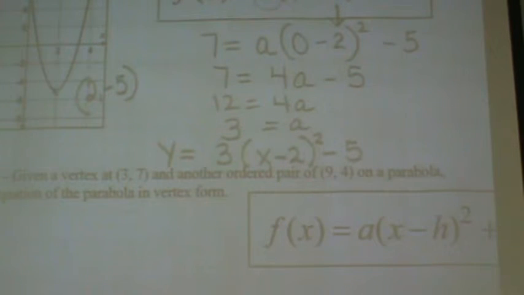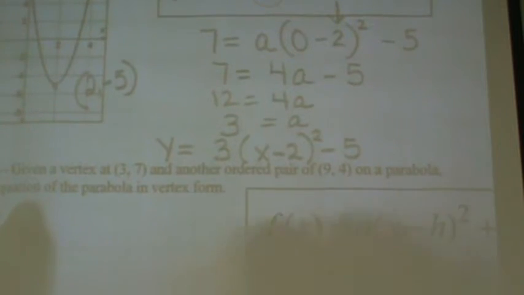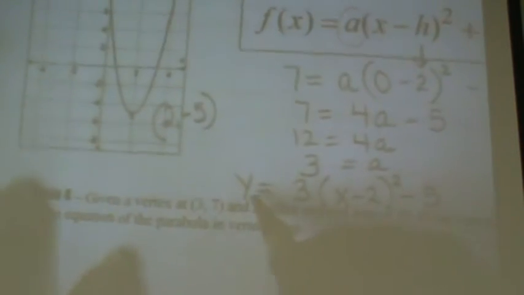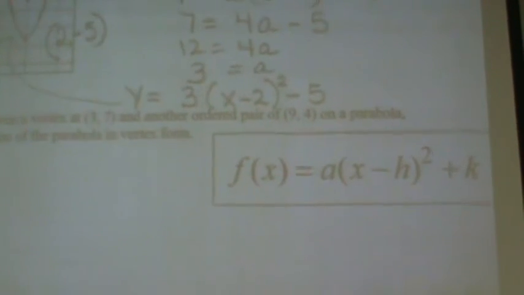Now, the only thing different about the next problem is they don't give you a picture, but they give you the vertex and they give you an ordered pair. So it should even be easier than the last one. Wait, you don't want us to solve it? Nope, just leave it like that. That's the equation. This is the name of this function right here in vertex form.